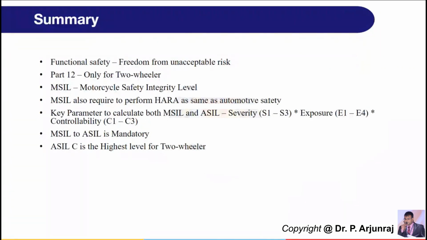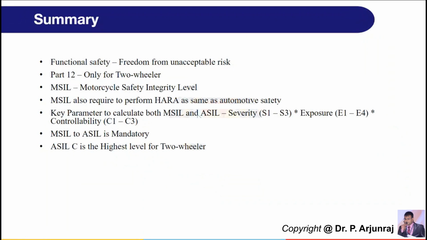Okay, so the summary for part 12 of ISO 26262 for motorcycle application is that this function set is applicable for a motorcycle, which is a part of part 12, and you are having freedom from unacceptable risk, and this is only for two-wheeler application, and you have the MSIL, and this two-wheeler also needs to perform the RA, which is the same as in automotive safety, and you have severity S1 to S3, exposure E1 to E4, and controllability C1 to C3. Based on that, the SLA, SLB, SLC, and SLD is calculated.